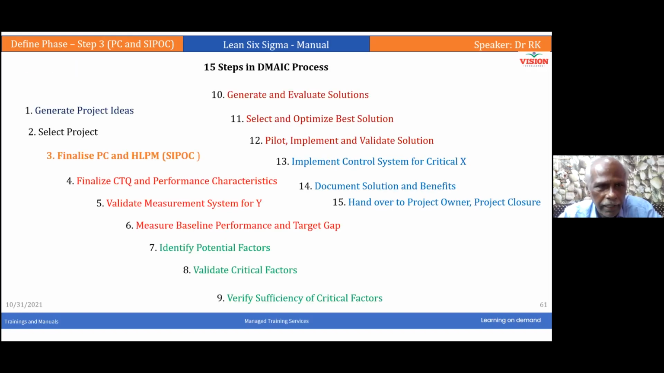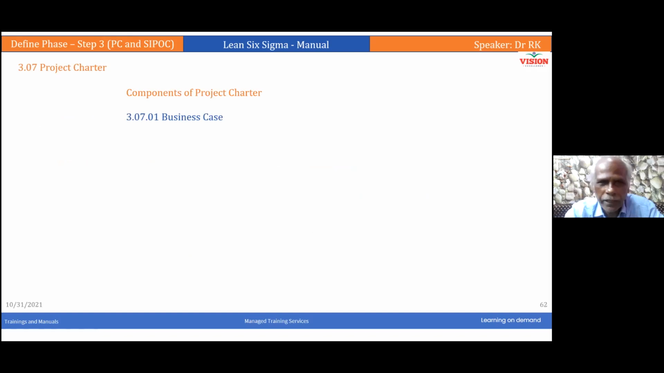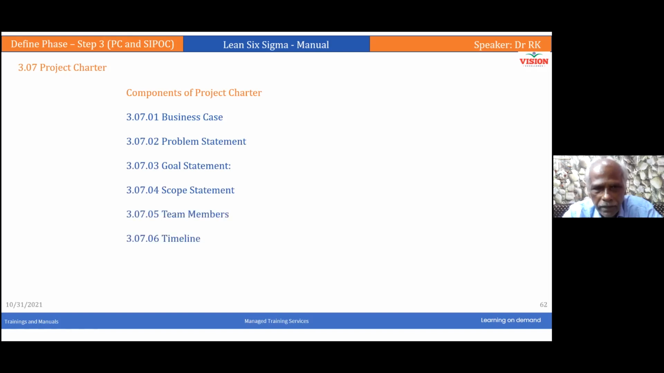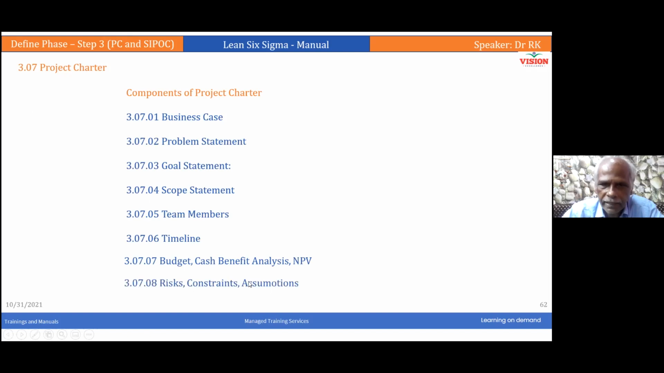Finalize project charter and HLPM. This is what we are going to do. Finalize project charter and HLPM, which is high level process mapping. Now, what are the components of the project charter? We'll see. Business case, problem statement, goal statement, scope statement, team members, timeline, budget, cost benefit analysis, NPV. These are all the additional ones. 6-pack, they call it. The 6 items that I have told you, I'll put together, it's called 6-pack statement, the project charter. And then 7th and 8th, I'm adding risk, constraints, and assumptions. These 2, I'm adding, it becomes 8-pack. Okay? Clear? We will see one by one.